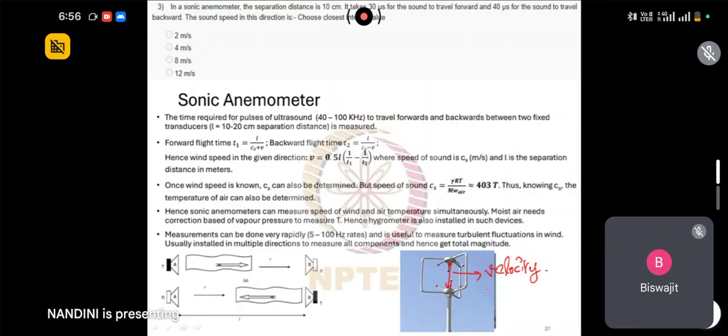Now, in the question, it is given that L is 10 centimeter, the forward time T1 is 30 microseconds and the backward time T2 is 40 microseconds. We need to find Cs, the sound speed. Either from T1 or T2 we can get Cs, but initially we should know the value of V. So first we will find V, which is 0.5 L into 1 by T1 minus 1 by T2.